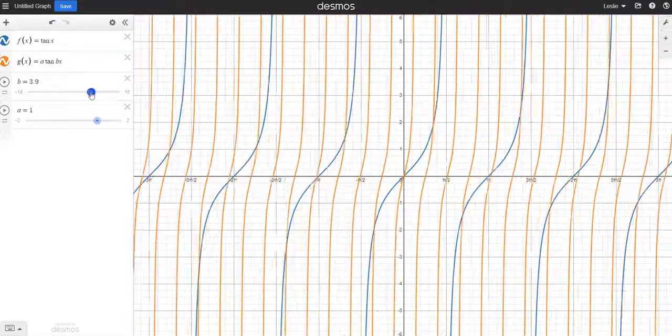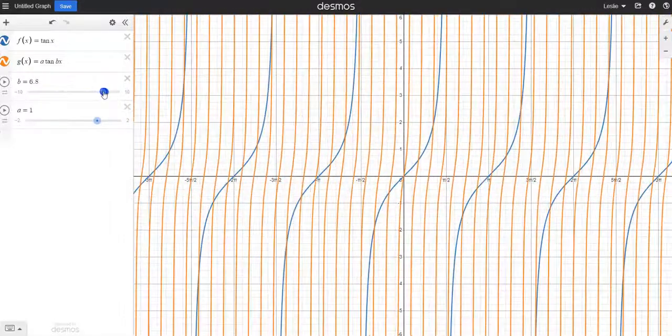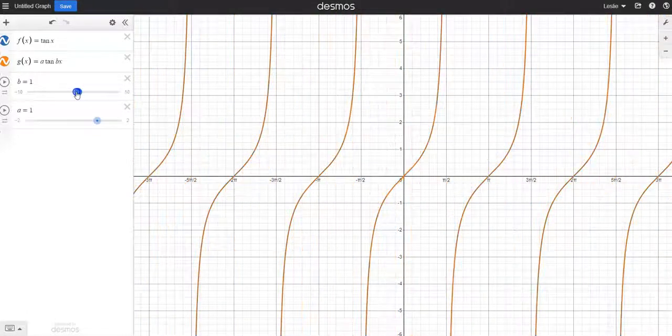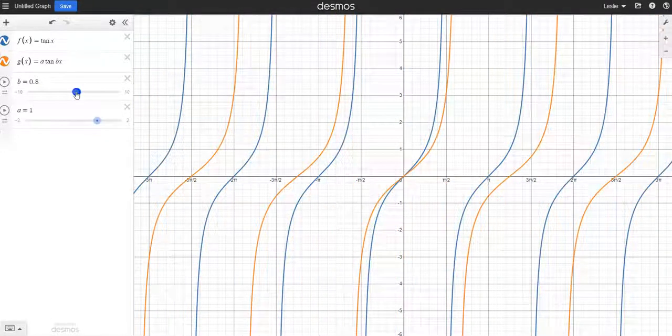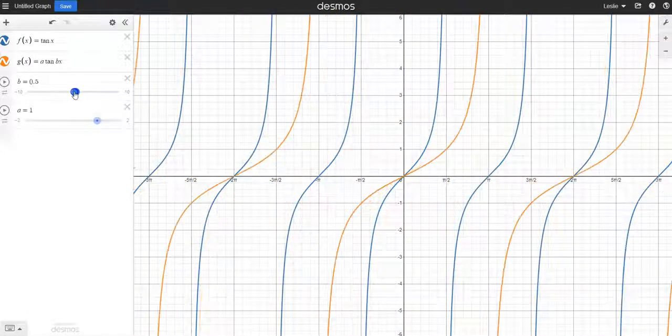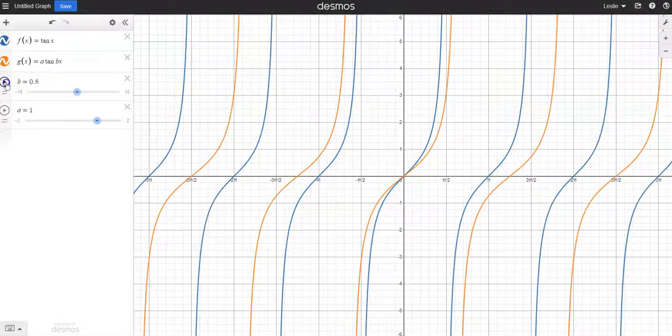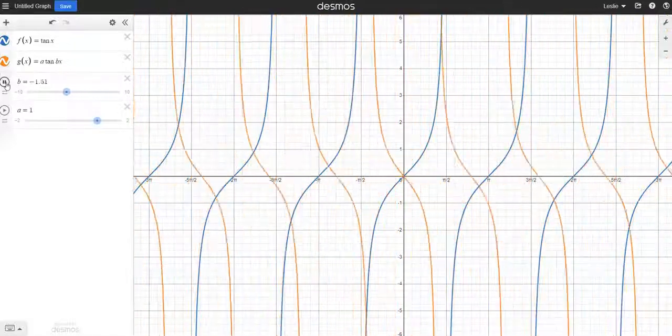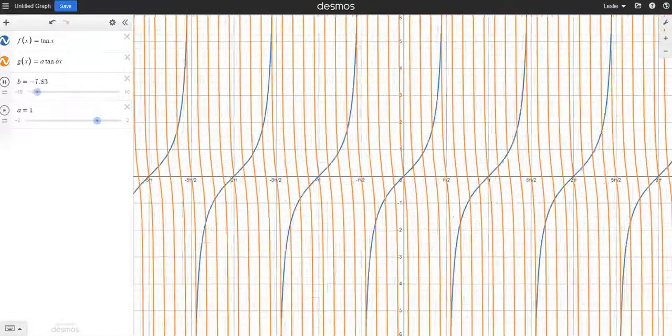And it looks like we're getting more copies of tangent the bigger B is. What happens if it's between 0 and 1? Well, we get fewer copies. And let's go ahead and animate it. And if it's negative, let's see what happens when it's negative. Well, it flips the graph over again.